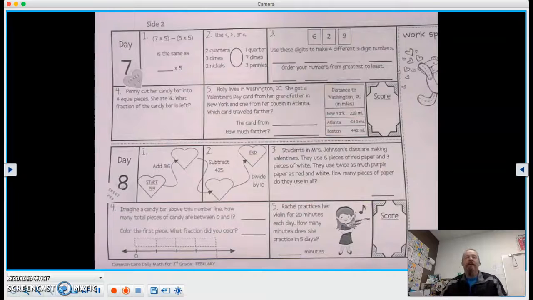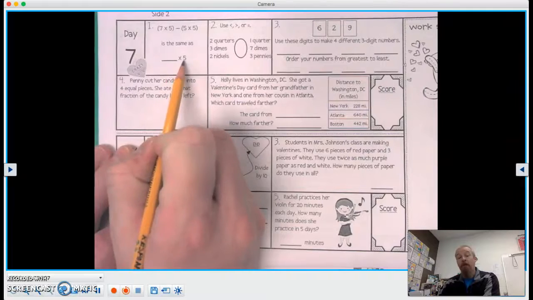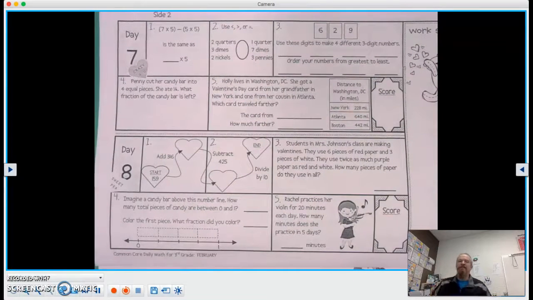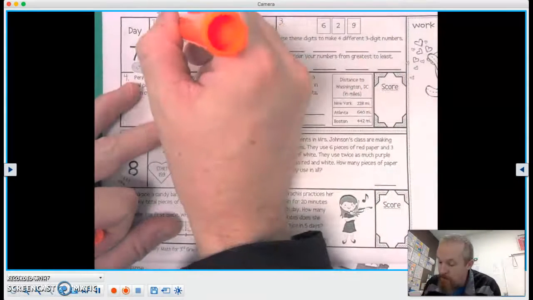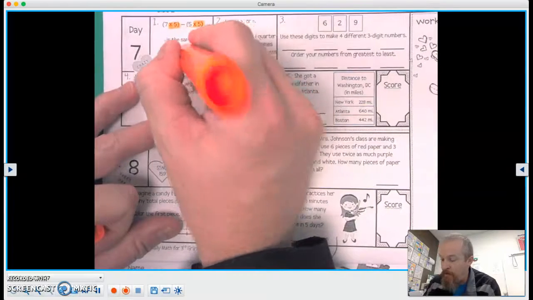All right. Look at number 1 here. We have 7 times 5 minus 5 times 5. And that is the same as something times 5. So this times 5 is the same in all of it, right? So let's look at what else is there. Let's just take that away. So we have a times 5, a times 5, and a times 5.